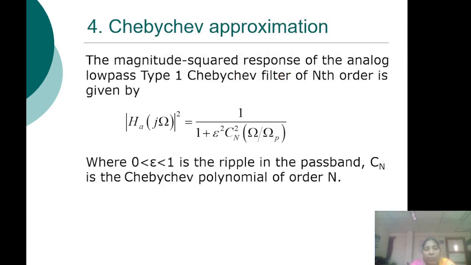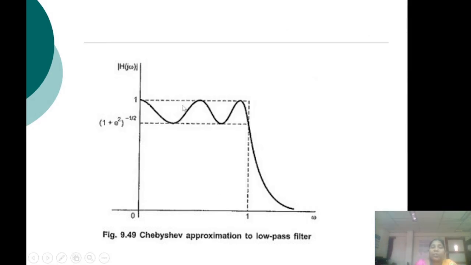When you see the magnitude characteristic of a Chebyshev filter, it is expressed as modulus of Ha of j omega whole squared, which is equivalent to 1 by 1 plus epsilon squared Cn squared of omega divided by omega p. This is the expression for Chebyshev approximation, where epsilon varies between 0 and 1, and Cn is a Chebyshev polynomial of order n. This is the magnitude response of a Chebyshev filter, in which you can see equal ripples occur in the pass band as well as the stop band.